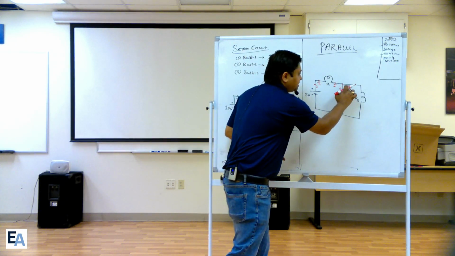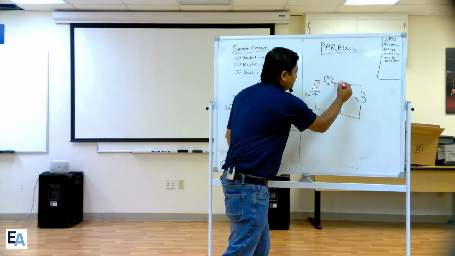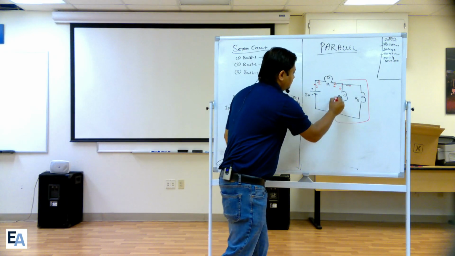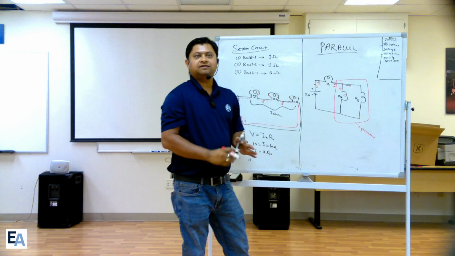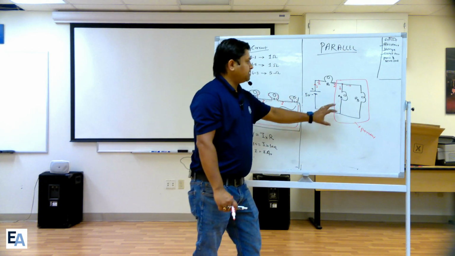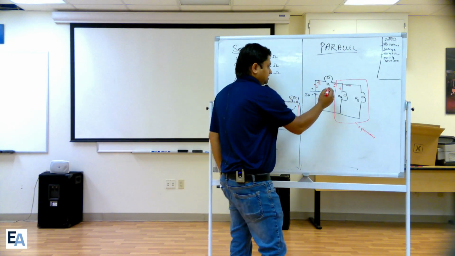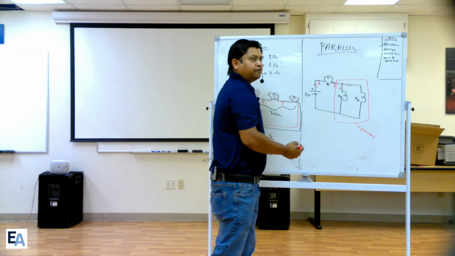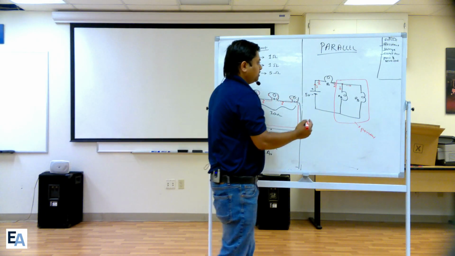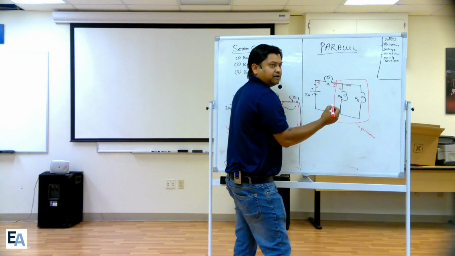When the current splits up, we say this is a parallel circuit. So in a parallel circuit, the current splits up. Since the current is splitting up, I don't know how much current it is going to be, so I need to find out.